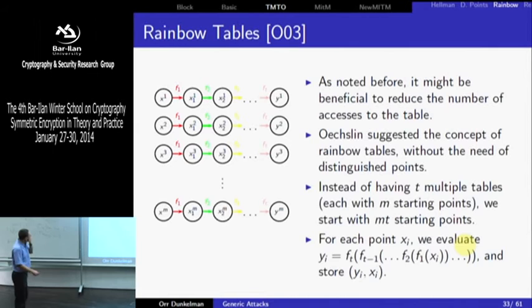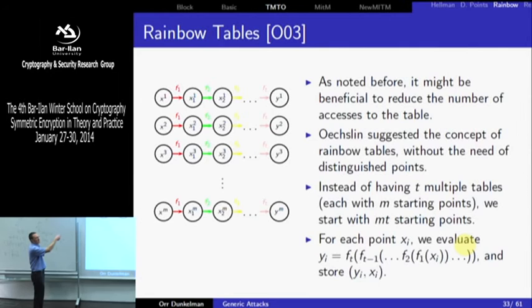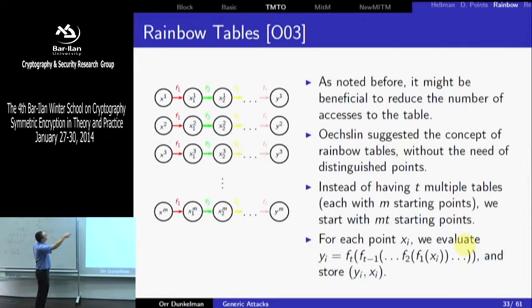What you do is start with M starting points and apply F1 to all of them, then F2, then F3, and so on until FT, until you reach an endpoint. So instead of having different flavors, you multiplex them. You put them like a set of transparencies. You first apply F1, then F2, then F3, until you reach FT. And why is this such a wonderful idea?